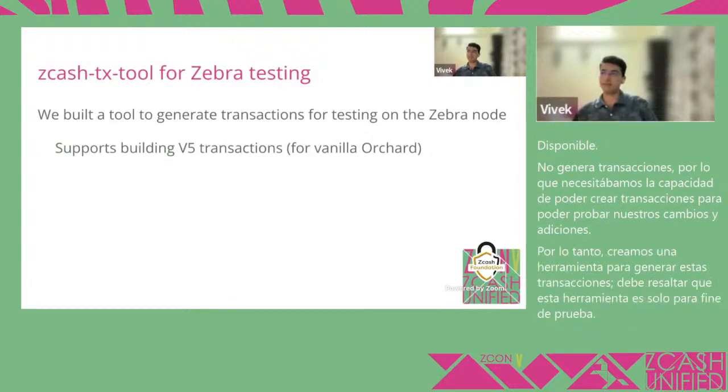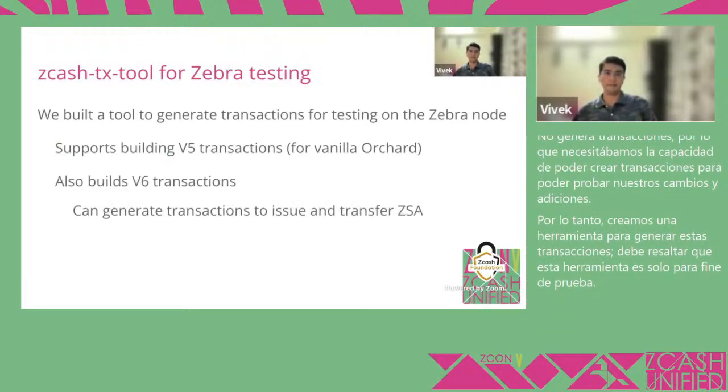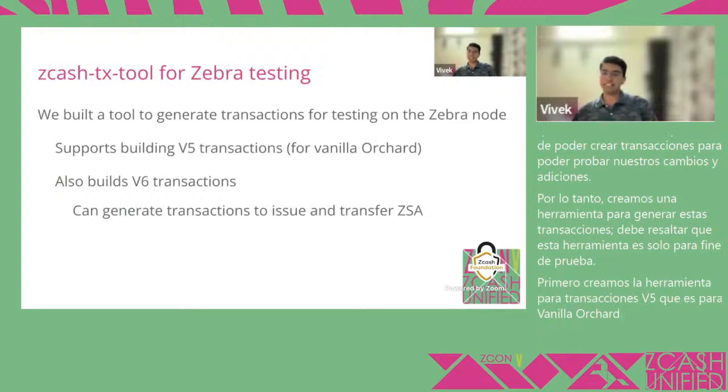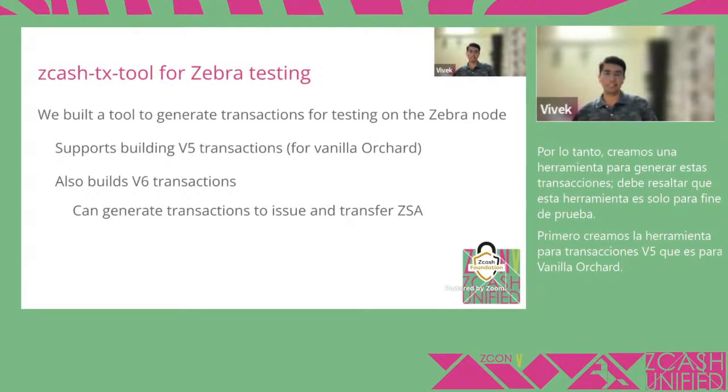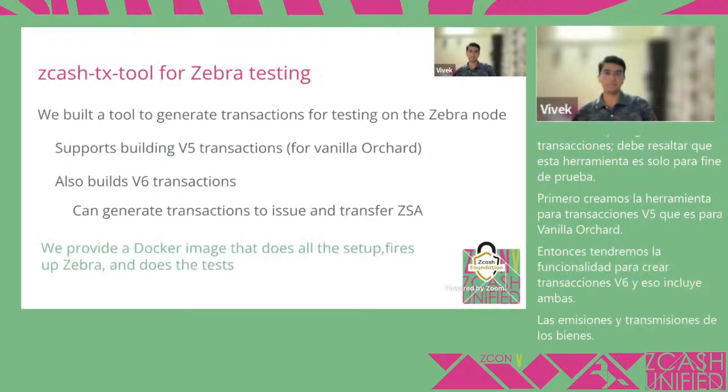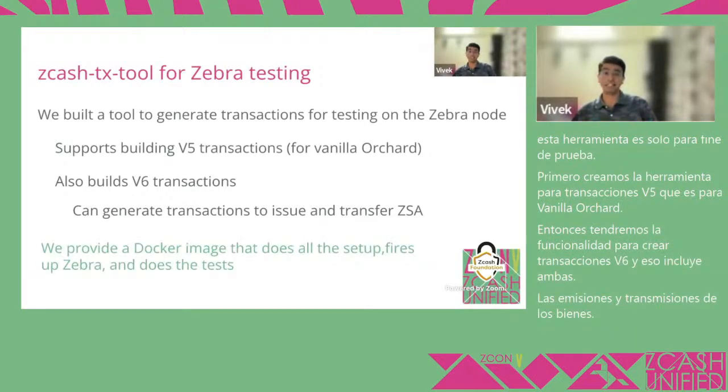We first built the tool for V5 transactions, that is for vanilla Orchard. We then will have the functionality to create V6 transactions, and that includes both the issuance and transfer of Zcash shielded assets. We encourage you to check this tool out.